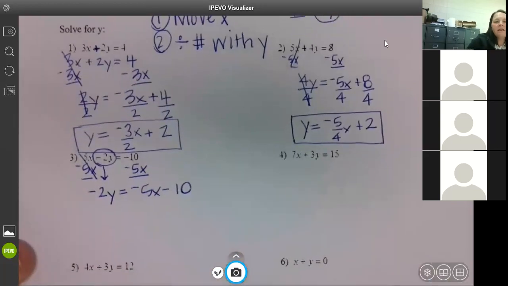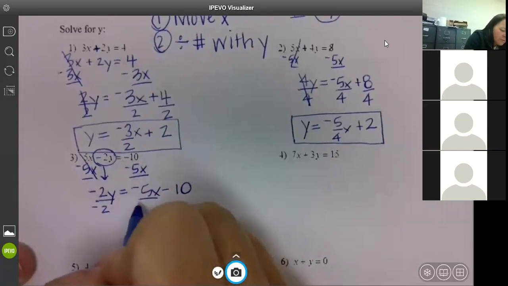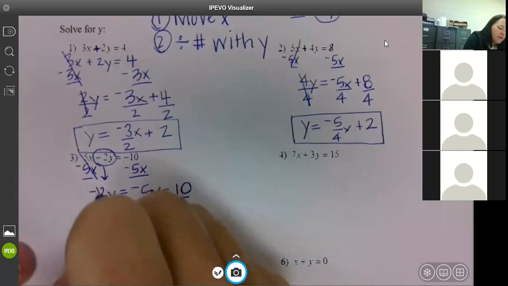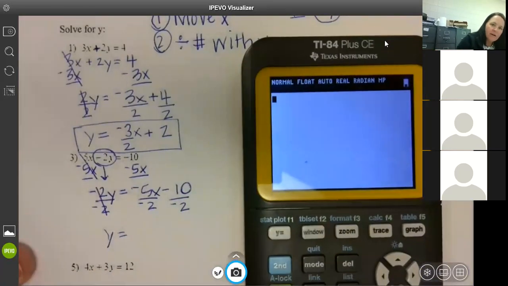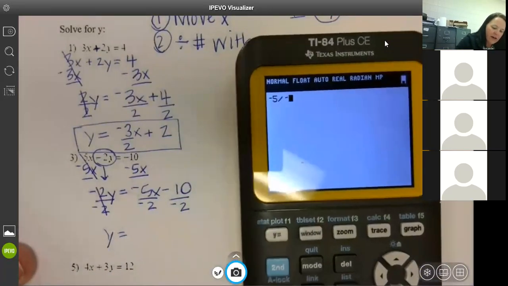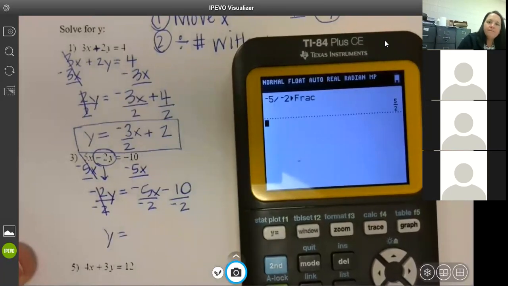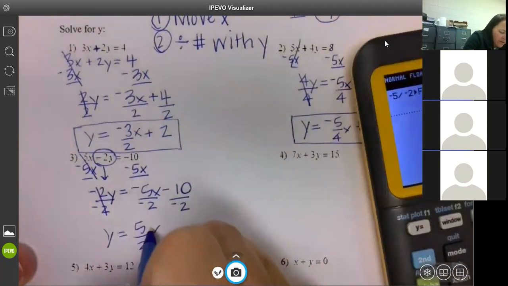Somebody else, what's my next step? Divide everything by negative 2. So negative 2, negative 2, negative 2. This one cancels out and leaves us with y. Watch this. My calculator is really cool. Negative 5 divided by negative 2, math, enter, enter. What did I get? Positive 5 over 2. So it won't reduce, but it will change to positive.